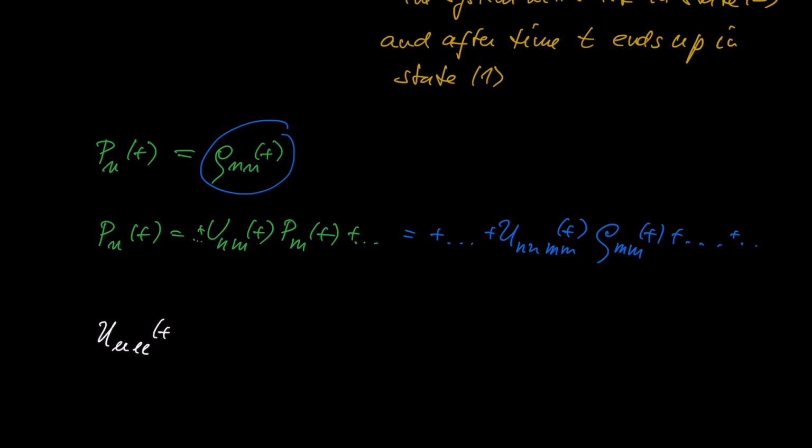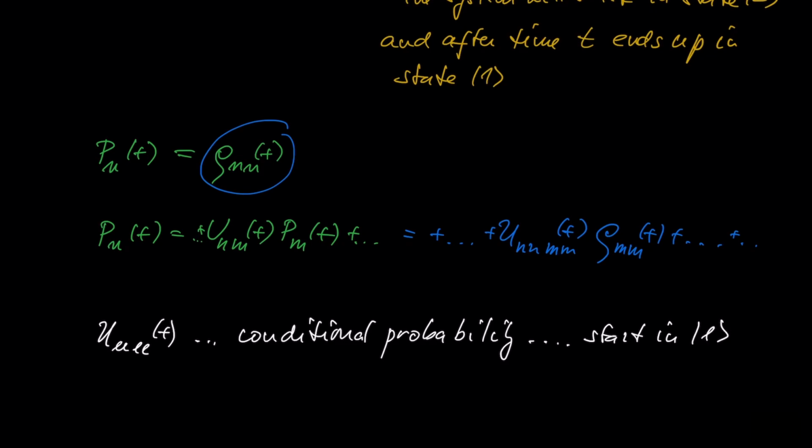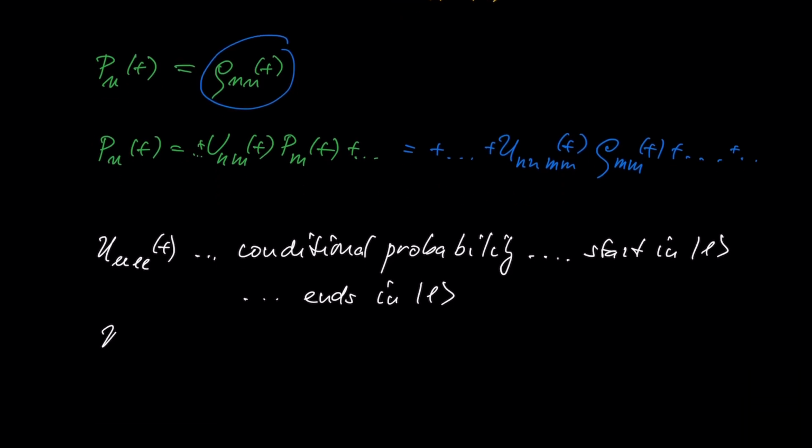U_EEEE(t) is a conditional probability, and now I don't have to actually write the rest, that you start in E and end up again in E. Yeah, the same thing, same interpretation for GG. U_GGGG, it's again a conditional probability.